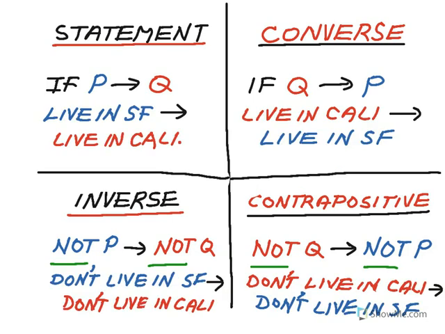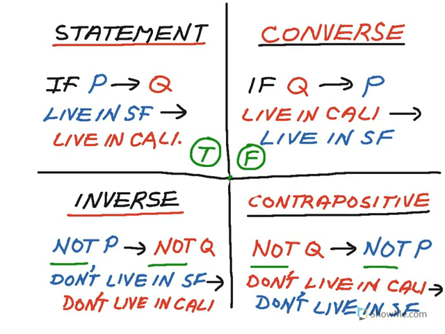For this example, let's say that my original statement is a true statement: if you live in San Francisco, then you live in California. The converse of that is I switch the hypothesis and the conclusion, and I say, if you live in California, then you live in San Francisco. Clearly that's not true. You could live in Danville or Walnut Creek or Los Angeles. So this was false. So a statement and its converse can be one true and one false.